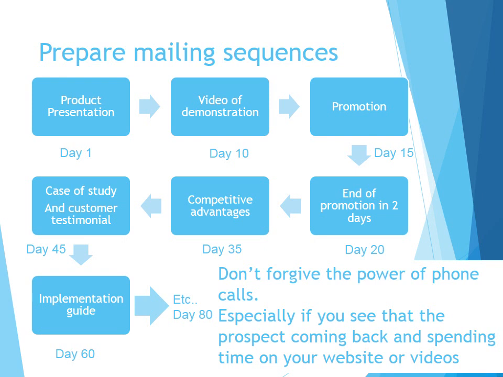So, for example, you can send a first email with a presentation, after a second email with a demonstration, a video of demonstration, some promotion, the end of the promotion in 2 days, the competitive advantage of your product, a case study from customers. You can send a grid of implementation. You can send whatever you want. But you can prepare a sequence of emails to contact them automatically. Don't forget that between each of them you can give a phone call. So always very important to give a phone call if you see that someone is interested from triggers. Phone calls are also extremely useful.